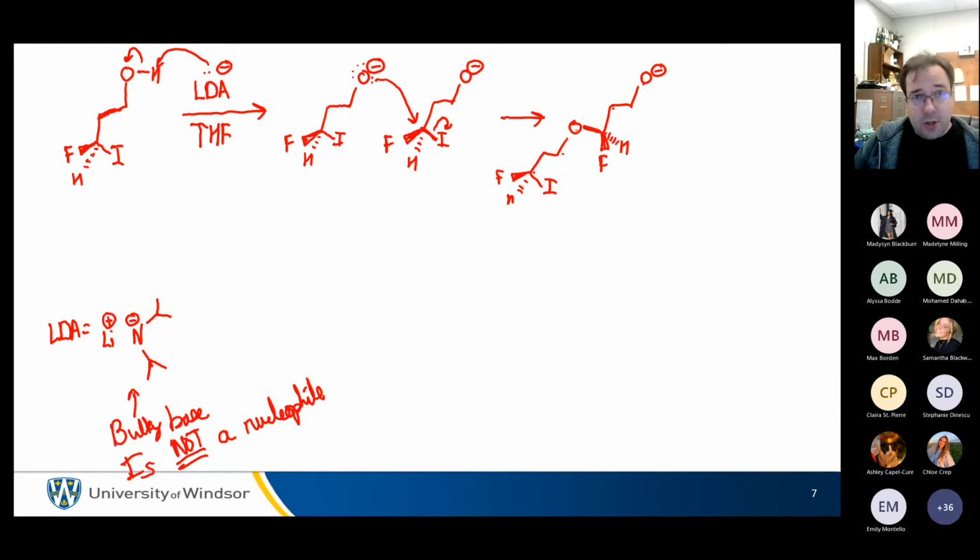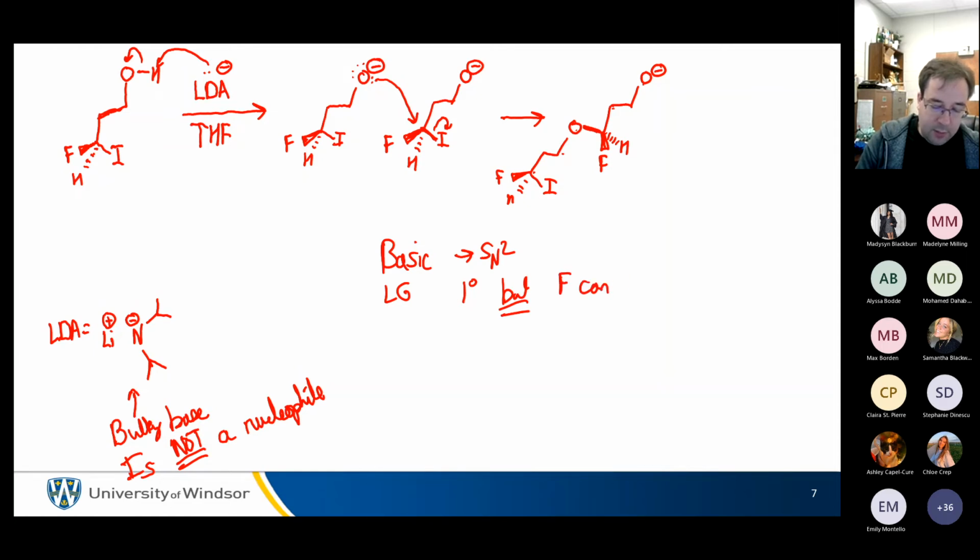Look for acid-base reactions because they happen first, and often you need that to turn something into a good nucleophile. If we're looking for an Sn1 or an Sn2, we're under basic conditions here. Like if we break this whole thing down, we're basic. Sn2. Our leaving group is primary, but fluorine can do resonance. So it's kind of like a resonance primary, but still we're under basic conditions.